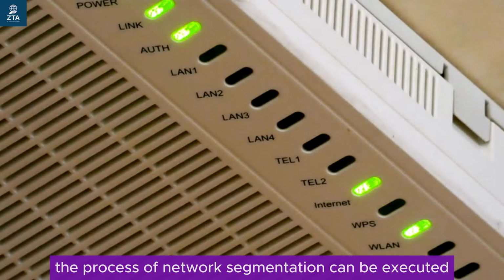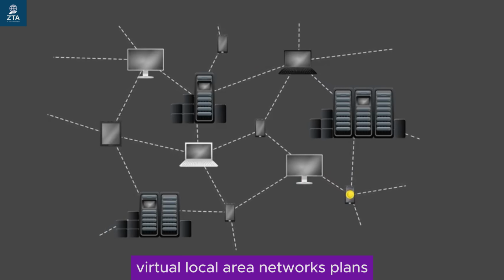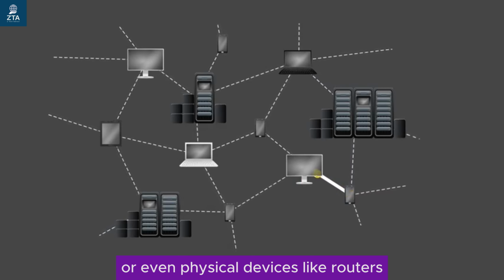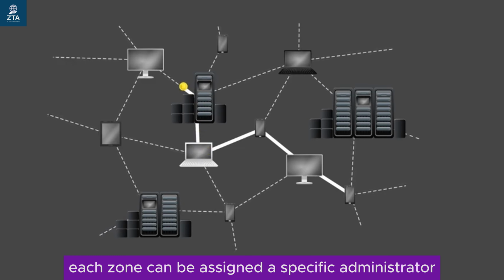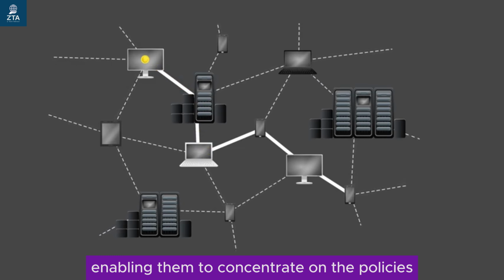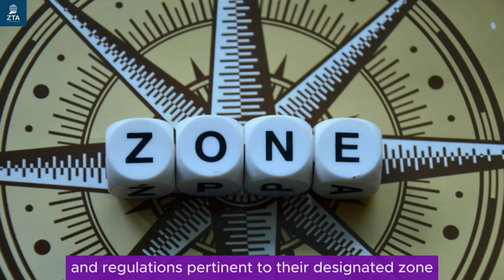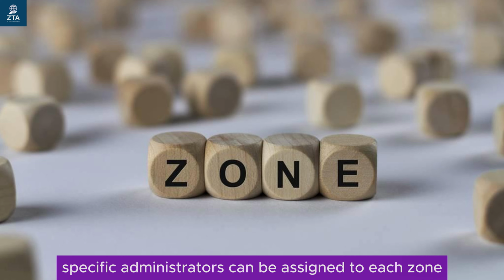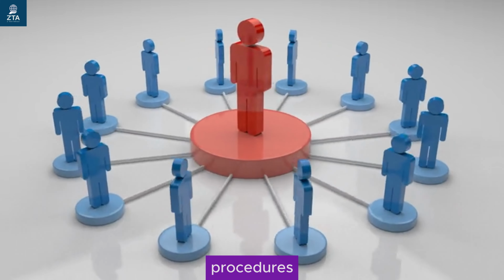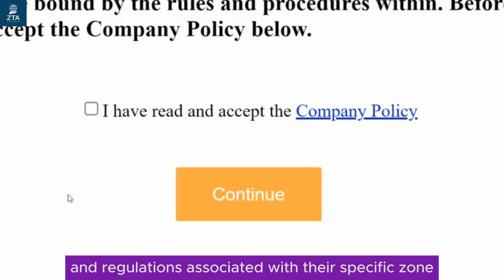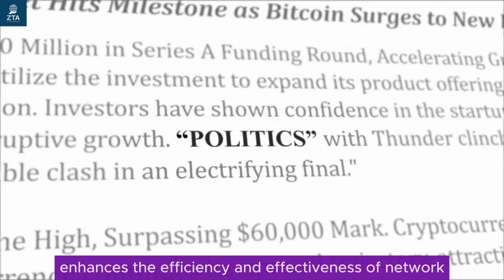The process of network segmentation can be executed using various mechanisms such as access control lists, virtual local area networks, VLANs, or even physical devices like routers, switches, and firewalls. Each zone can be assigned a specific administrator, enabling them to concentrate on the policies, procedures, and regulations pertinent to their designated zone. This delegation of responsibility enhances the efficiency and effectiveness of network management.